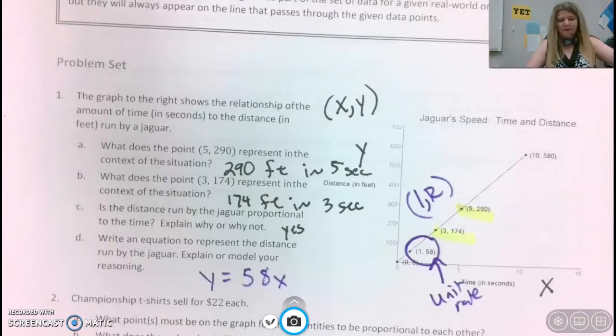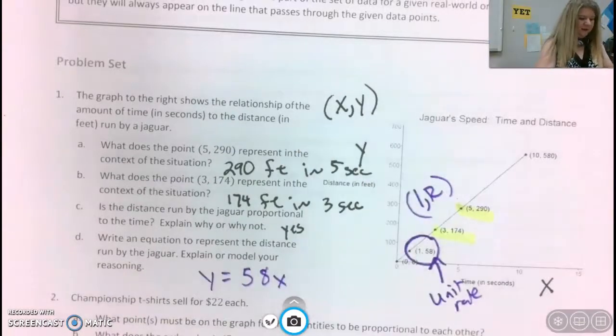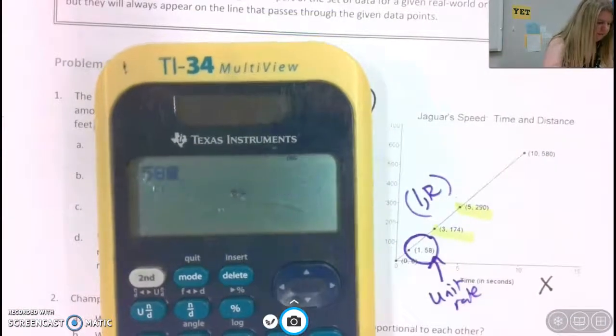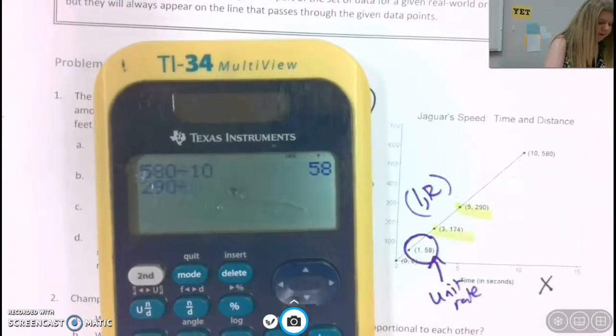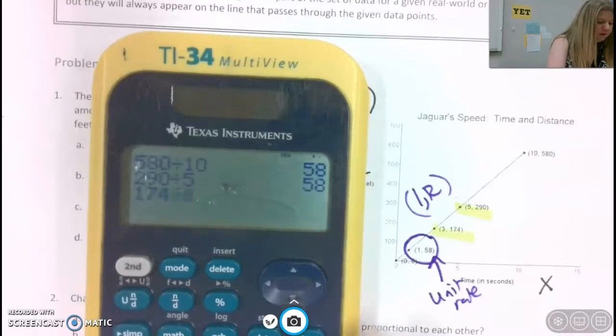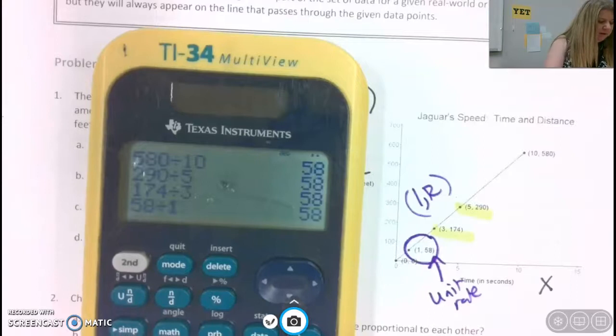Now, if that wasn't there, I could use a calculator and do y divided by x to get the unit rate. So I would do 580 divided by 10, 58. 290 divided by 5, 58. 174 divided by 3, 58. And 58 divided by 1, 58.